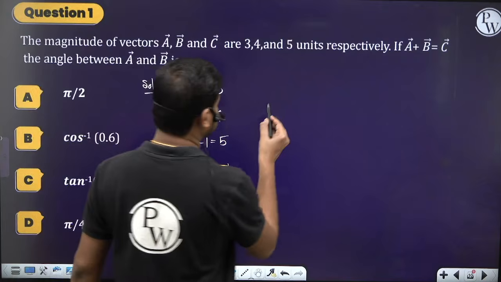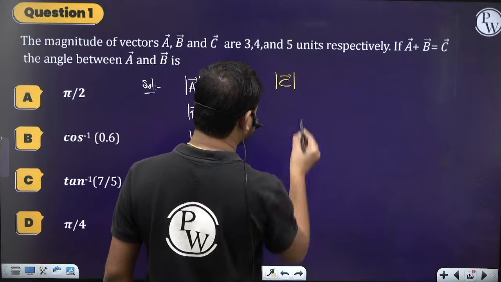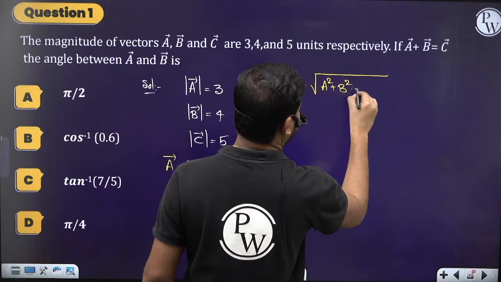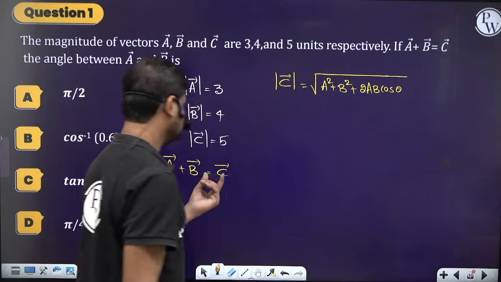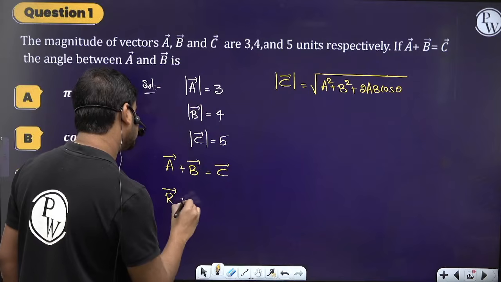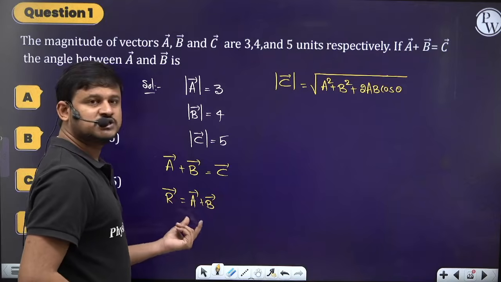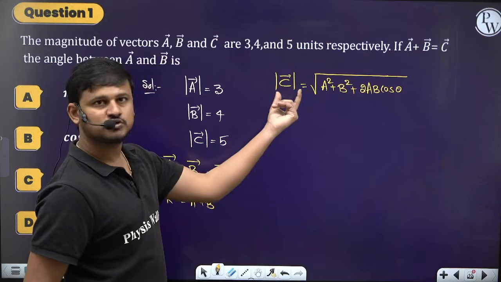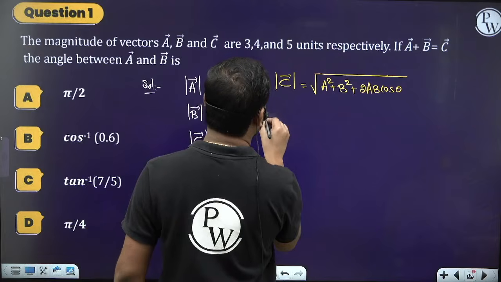So we can say that the magnitude of the resultant is equal to the square root of A square plus B square plus 2AB cos theta, as per the vector addition formula. C is the addition of these two vectors, right? In the previous case, if the resultant R is equal to A plus B, then the magnitude of the resultant is the square root of A square plus B square plus 2AB cos theta. Similarly, the magnitude of C is the square root of A square plus B square plus 2AB cos theta. That's it. From here, we already know the magnitude of C.